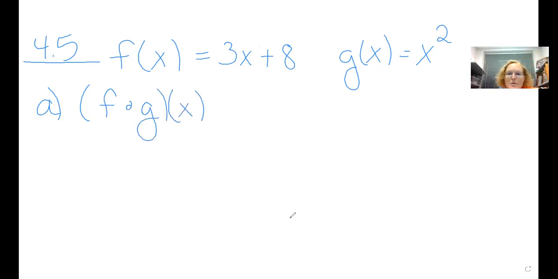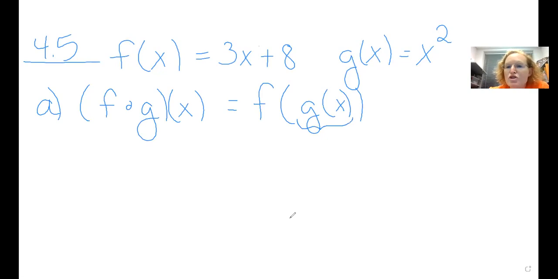And so what you need to remember is that little open circle means composition. And so the way that I usually do composition is I try to remind you that means f, but what you do is you plug in g of x. Okay, so having it on this whiteboard is kind of nice. So what you want to do is you want to look at this g of x. Well, g of x was given to you. I had to give that to you in the problem.